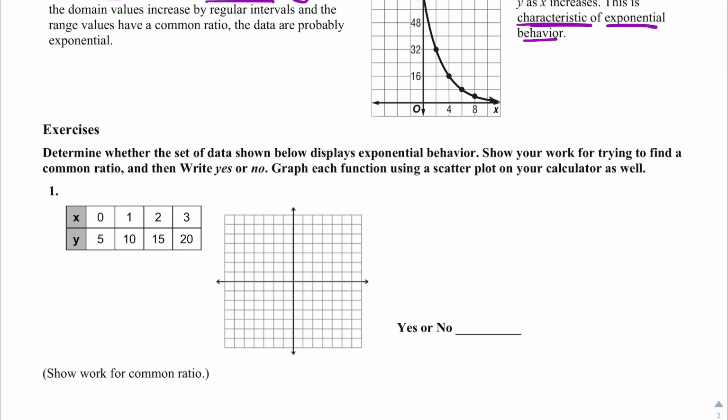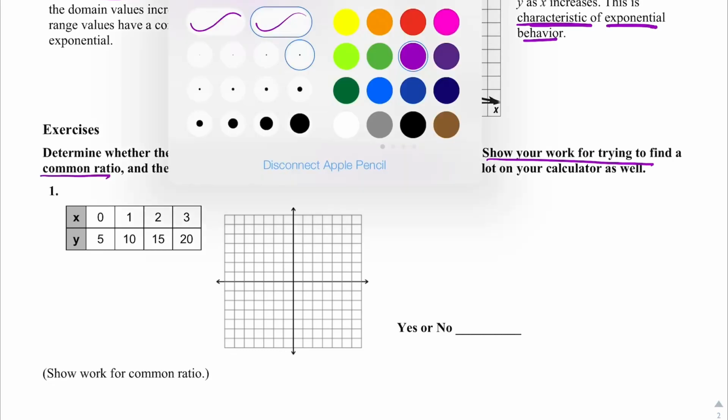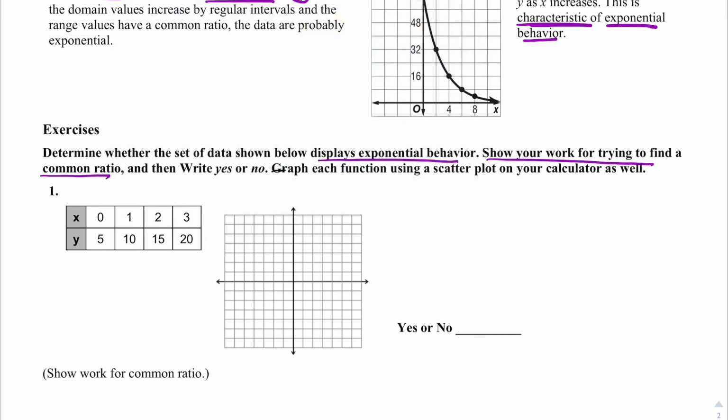Determine whether the set of data below displays exponential behavior. So we're simply going to say yes or no, but we are going to show our work for finding a common ratio. You can eliminate, can you cross out this instruction that says graph each function using a scatter plot on your calculator? That won't be necessary. So let's have a look at the first one.